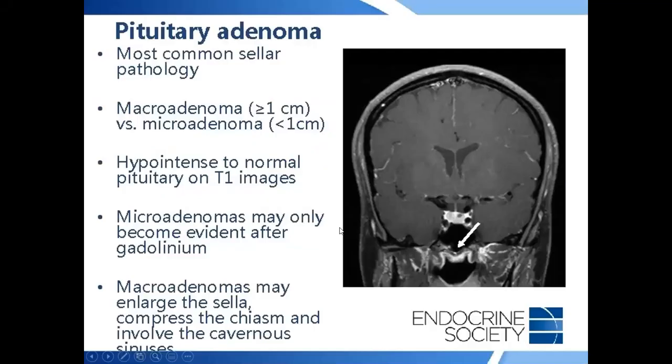Now, pituitary adenoma, the most common is the cellular pathology. Macroadenoma is more than 1 centimeter, microadenoma less than 1 centimeter, hypointense to the normal pituitary in T1 images. Microadenomas only become evident after gadolinium. Macroadenomas may enlarge the sella, compress the chiasm, and involve the cavernous sinus.